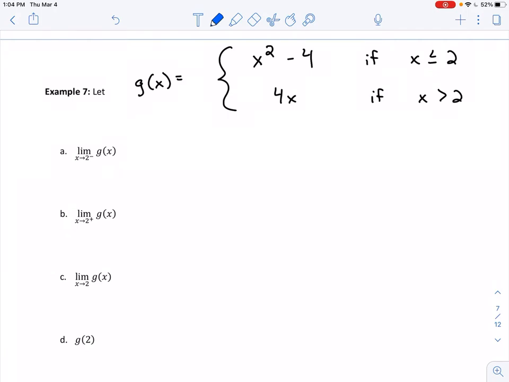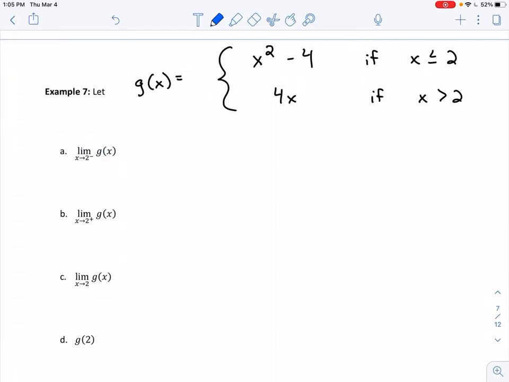It's g of x is equal to x squared minus 4 if x is less than or equal to 2. And it's defined by 4x if x is greater than 2. So I'm going to ask the similar four questions we're hopefully used to seeing at this point. What's the left-sided limit? What's the right-sided limit? What's the two-sided limit? And what's the value of the function here? So notice they're all talking about x equals 2.